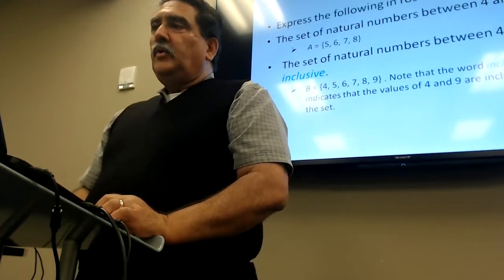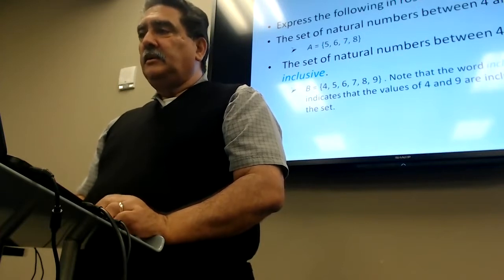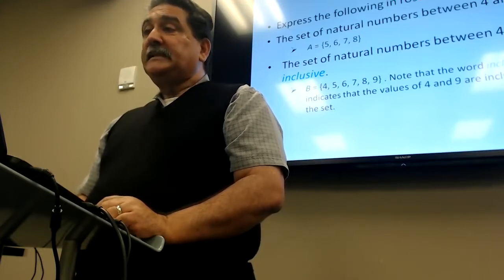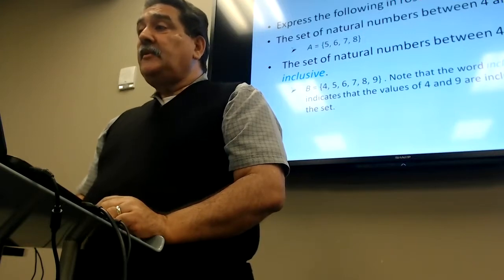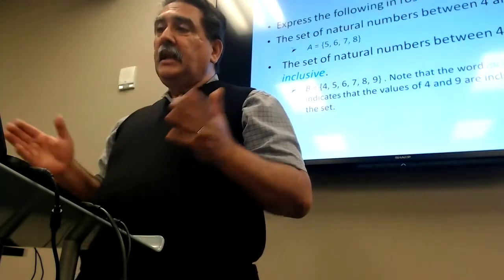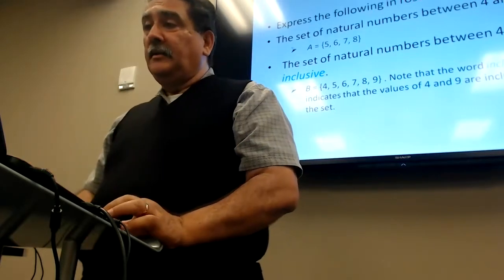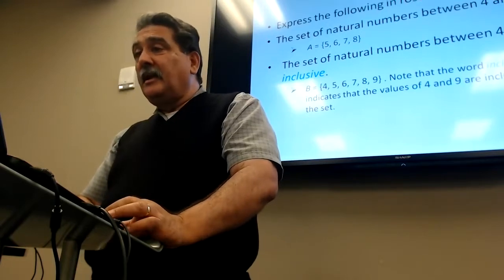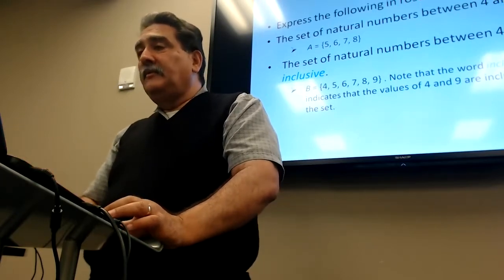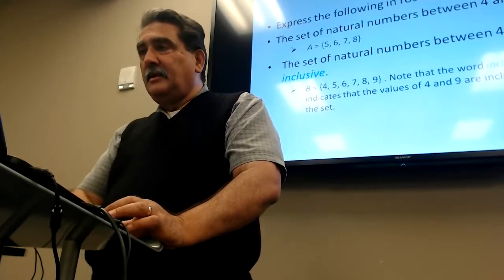But anyway, the word inclusive, you will find it used in mathematical formulas and equations. For example, you can express the following in roster form: the set of natural numbers between 4 and 9. So you have A equals, then those braces, as you can see in your PowerPoint, 5, 6, 7, 8. You are not including 4 and 9. But if you want to make it inclusive, then you put 4, 5, 6, 7, 8, and 9. Inclusive, from the name, includes those numbers, right? Nothing earth-shaking.